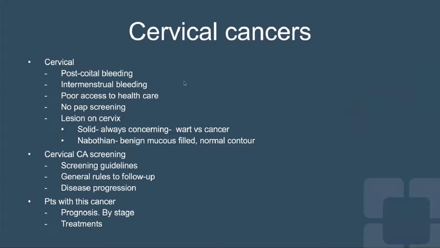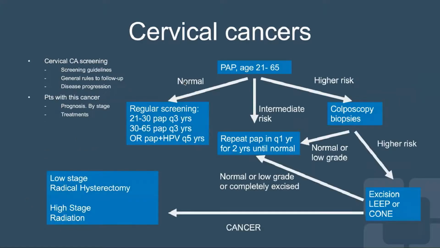And one thing not to be concerned about is a benign, mucus-filled, normal-contour cyst, which is a common finding, a Nabothian cyst. But sometimes we'll get these lesions and need to evaluate to determine. If unsure, send for gynecologic evaluation. Cervical cancer screening and following the general guidelines for follow-up can really lead to good prognosis in these patients. So here's a general way to look at cervical cancer screening.